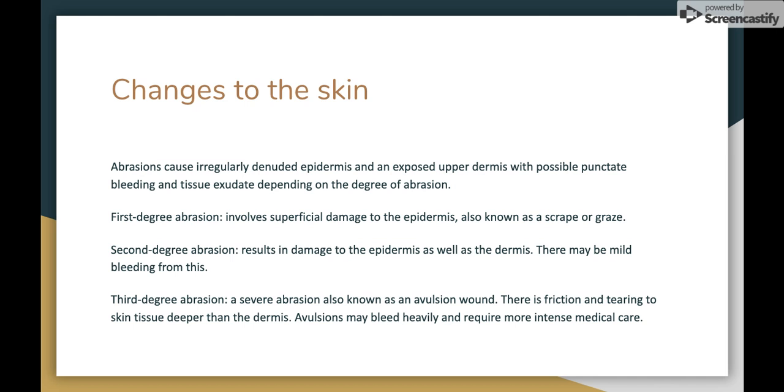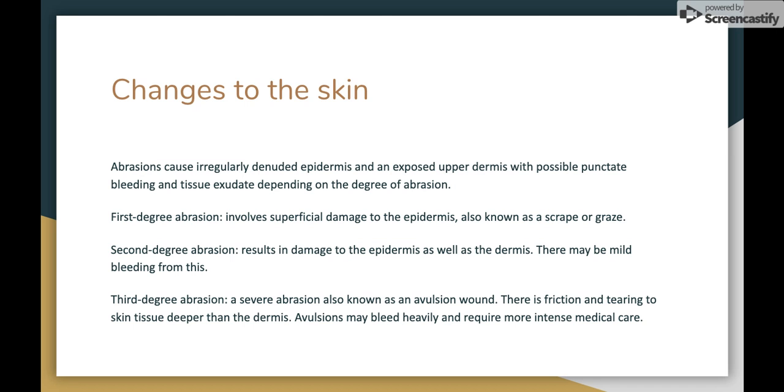Changes that will happen to the skin. Abrasions can irregularly denude epidermis and expose upper dermis with possible punctate bleeding and tissue exudate depending on the degree of abrasion.